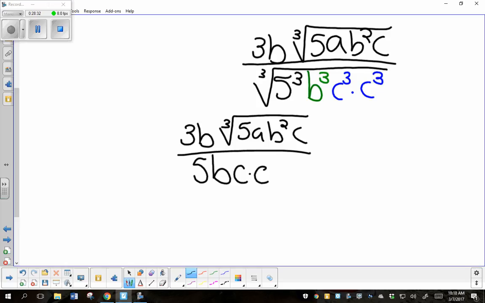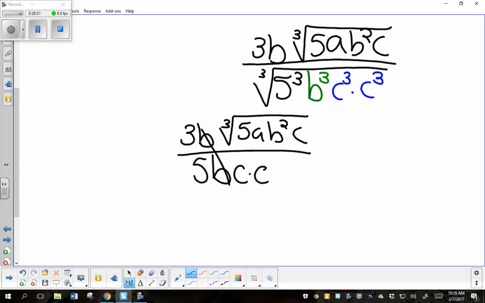All right, now I'm going to do two things at once because I know you're getting sick of writing this over and over. So first of all, is there something I can simplify on the top and bottom that's outside the root? 3 and 5 don't simplify. B over B, what's that? 1. So B's cancel out.